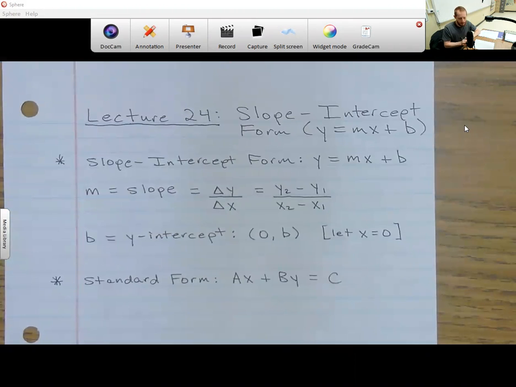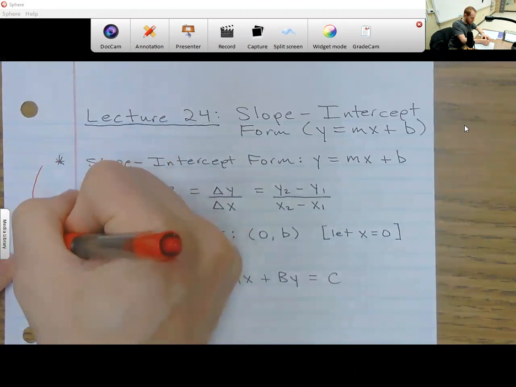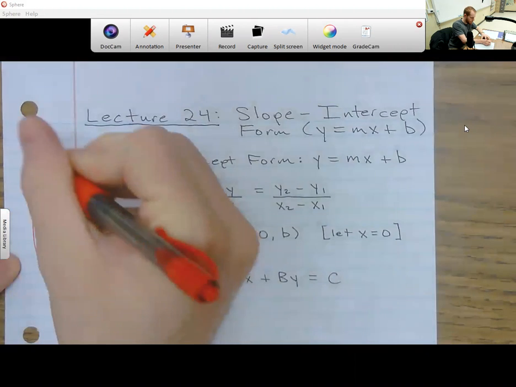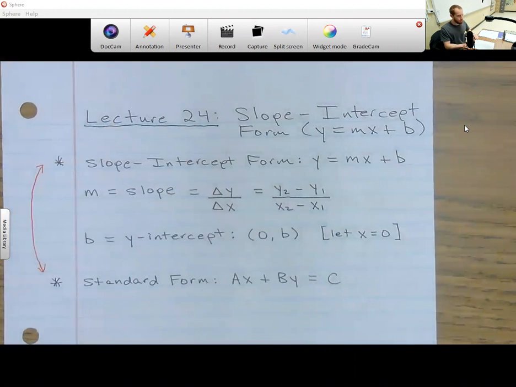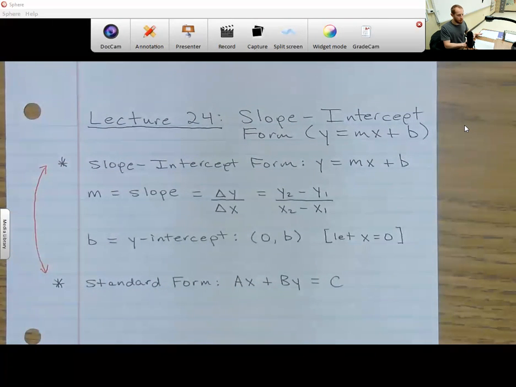So we're going to get used to going back and forth between those: taking something that's in slope-intercept form and making it into standard form, which we did a couple weeks ago, and going from standard form to slope-intercept form, which we're going to be doing a little bit today. Okay?